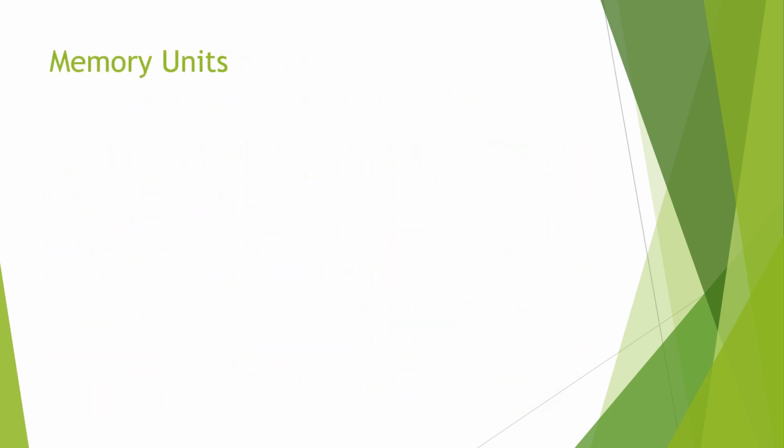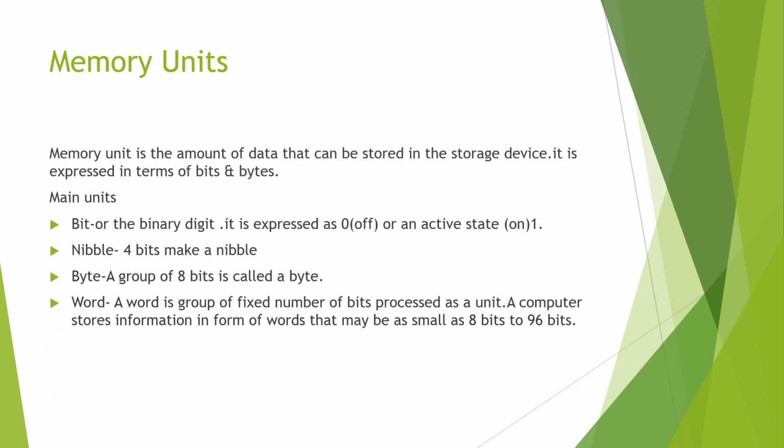Now, as we know, whatever data or information is there, that is saved in the computer. But how? It is saved in the memory. Now, a memory unit is the amount of data that can be stored in a storage device. Storage devices like, as we have studied earlier, pen drive, CD. So, all the data that is stored is in the form of bits and bytes. It is expressed in terms of bytes.